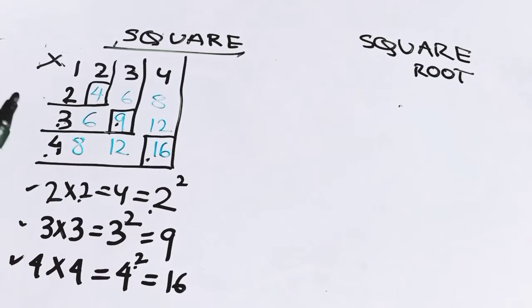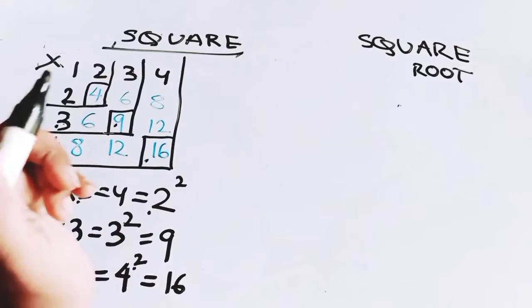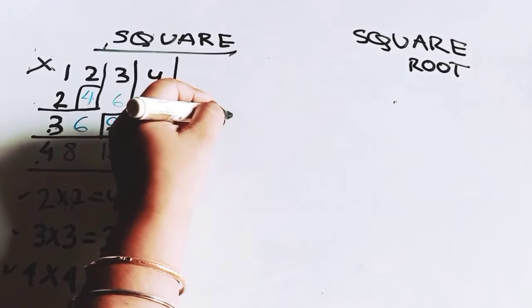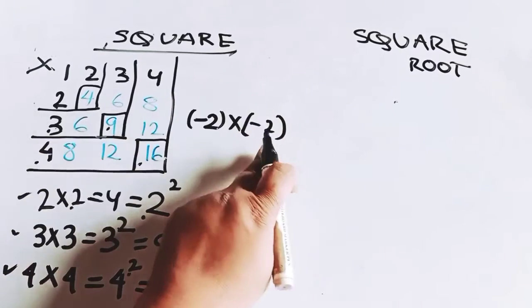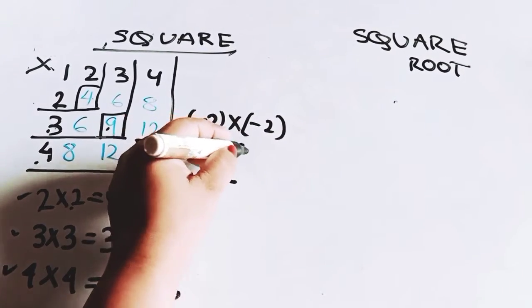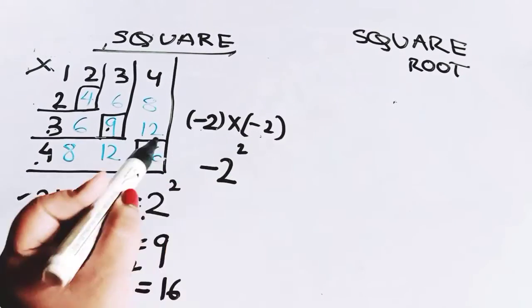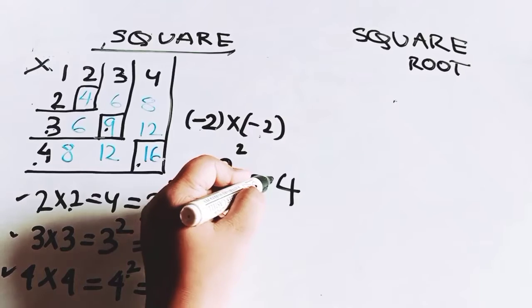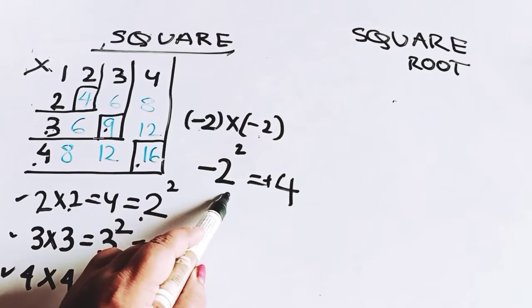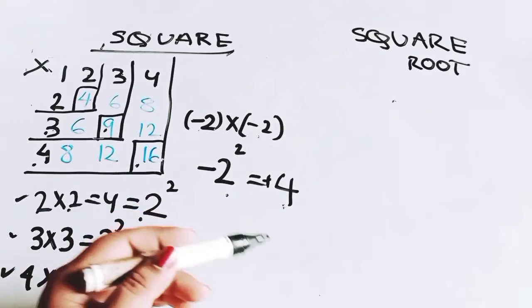Okay, one more thing let me tell you. We can also have negative. These are all positive numbers which you can see. There can be negative numbers also, like minus 2 into minus 2. That means a number is being multiplied by itself. It can be written as minus 2 squared. And we know when we multiply minus and minus, it becomes positive 4. That means 2 squared and minus 2 squared are the same. That is 4. And so on.